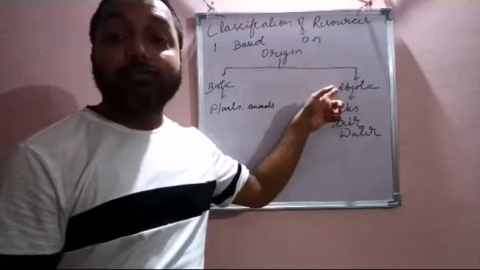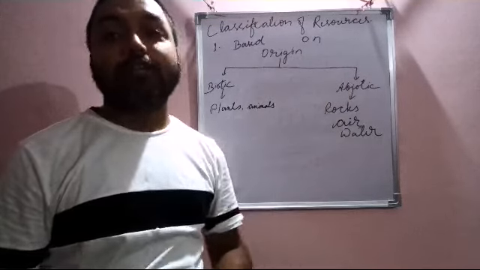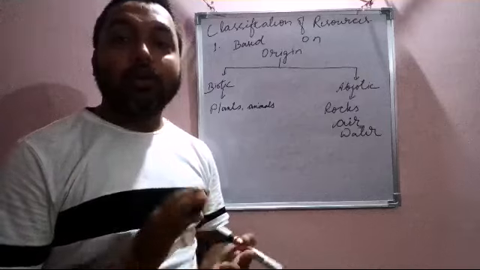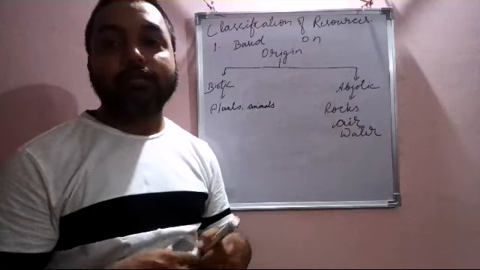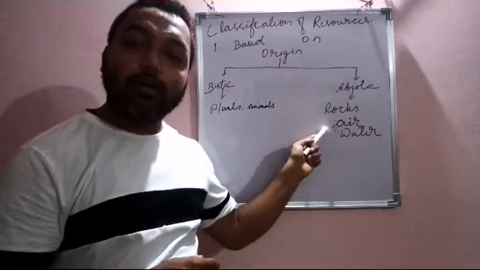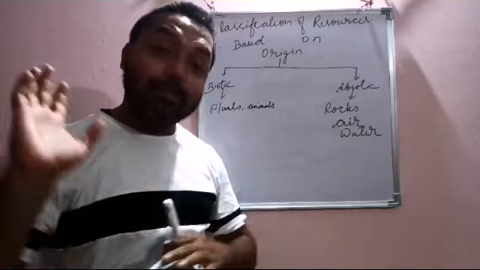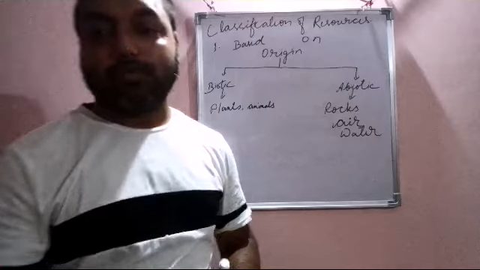Second is abiotic resource. These are the resources which come from non-living things. All the non-living things that can fulfill our need are called abiotic resources. For example, here it is given: rock, air, water and all other non-living things which we can use as a resource are called abiotic resources.